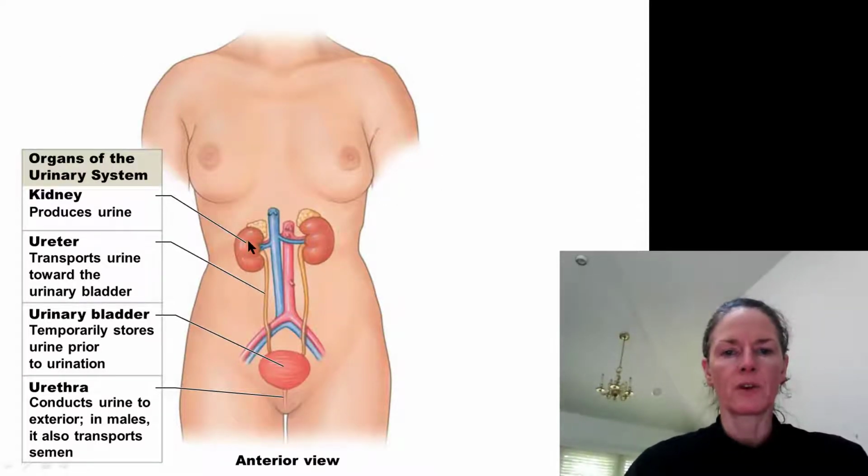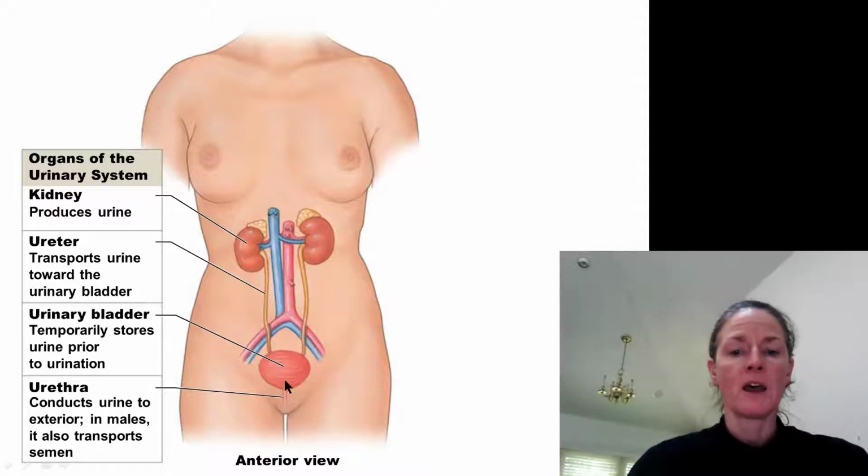All right, so here is a quick overview. We have the kidneys themselves, and the kidneys are going to be producing the urine. Then we have the ureters, which are the tubes that lead from the kidneys to the urinary bladder. And then we have the urethra, which is the exit point from the bladder to the outside of the body, and this is where urination, also known as micturition, occurs.